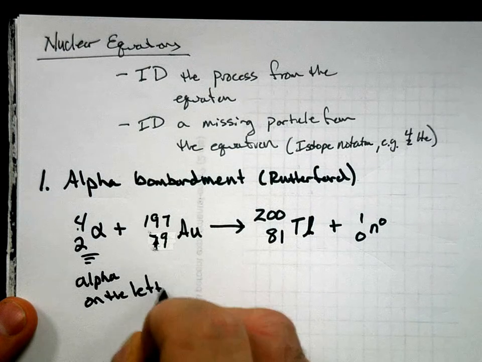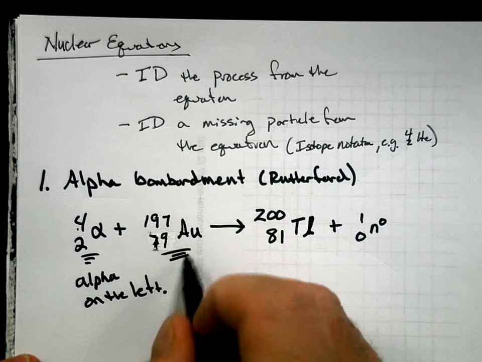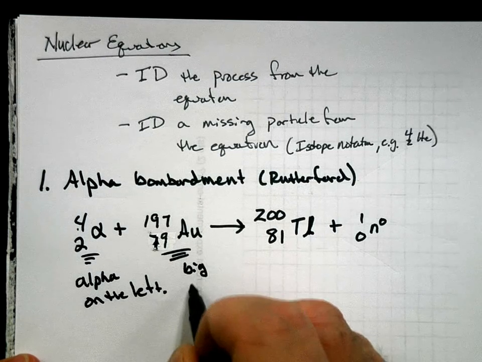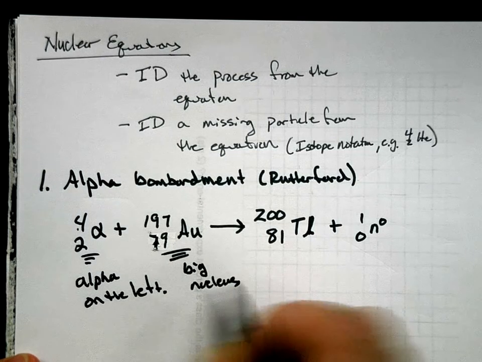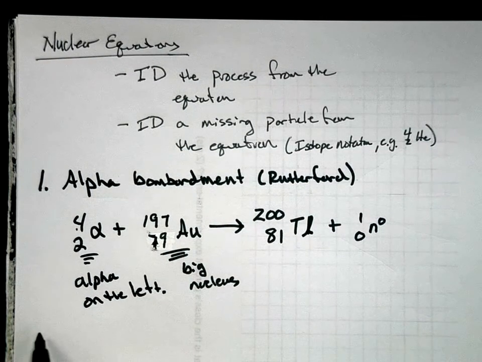You're looking for an alpha on the left with a big nucleus, also on the left. Alpha with a big nucleus, both of them on the left. That's what you're looking for. That'll be an alpha bombardment. Number 2.